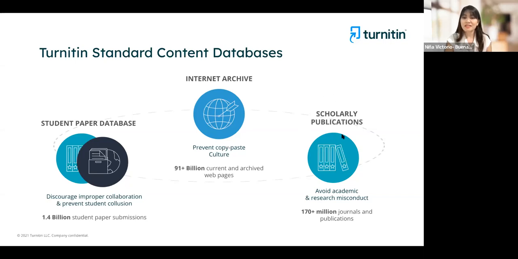Last but not the least is the scholarly publication database. This is all about avoiding academic and research misconduct. We are comparing against this database just to make sure that our students are not taking work from scholarly articles or from journals, claiming that it is their own work. We currently have more than 170 million journals and publications in this database. So again, there you have it, the standard content databases that we have in Turnitin.